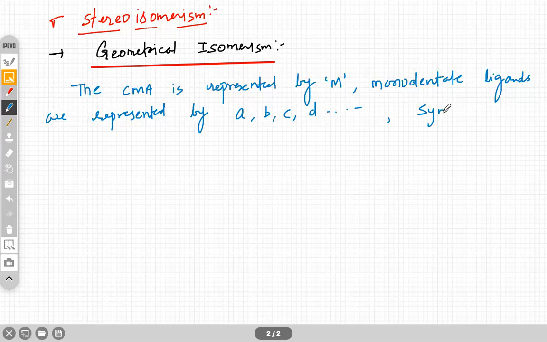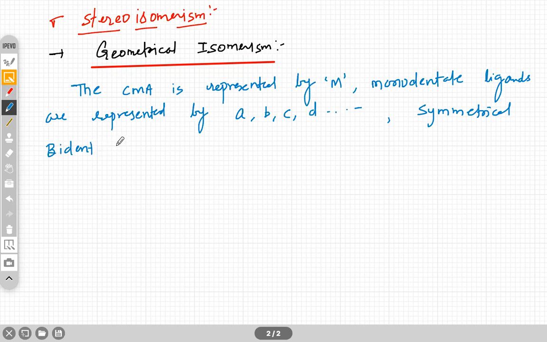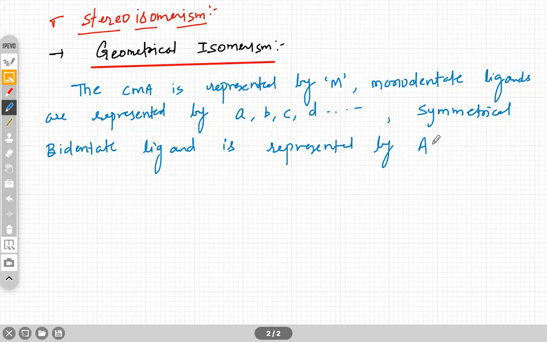Then we have symmetrical bidentate ligand. Symmetrical means both atoms are same. Symmetrical is not because of the structure, but it is because of the donor atoms. If both donor atoms are same, then it is symmetrical identity. And that's why we assume it as AA, BB capital letters, right?